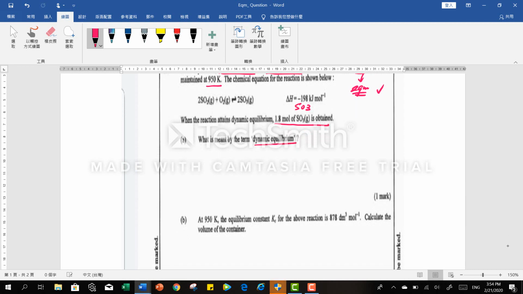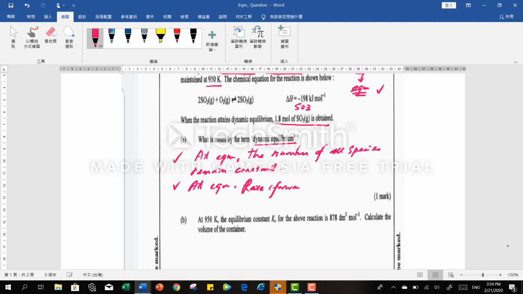What is meant by the term dynamic equilibrium? Dynamic equilibrium, you can say that at equilibrium the number of all species remains constant, and at equilibrium the rate of the forward reaction is equal to the rate of the backward reaction. Okay, you know that, right?